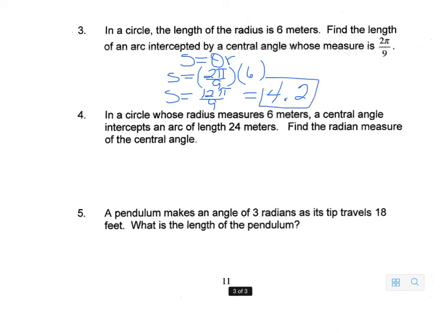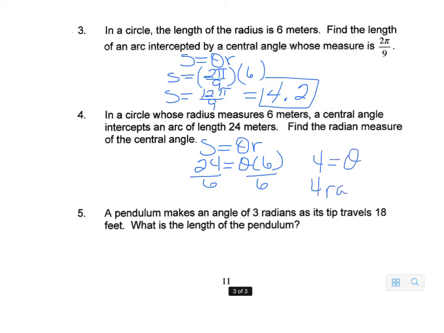All right, in a circle whose radius measures 6 meters, a central angle intercepts an arc of 24 meters. Find the radian measure of the central angle. So S equals theta times r. S in this case is 24. I'm looking for the central angle, so theta is theta. And my r is 6. To get theta by itself, I'm going to divide each side by 6. 4 equals theta, or 4 radians, because theta has to be in radian measure.